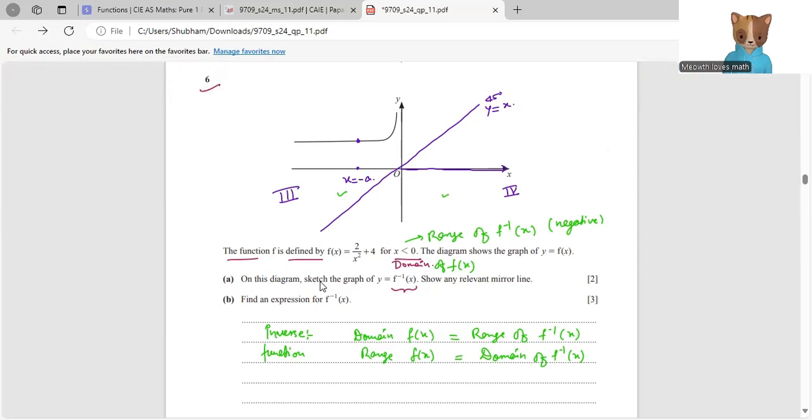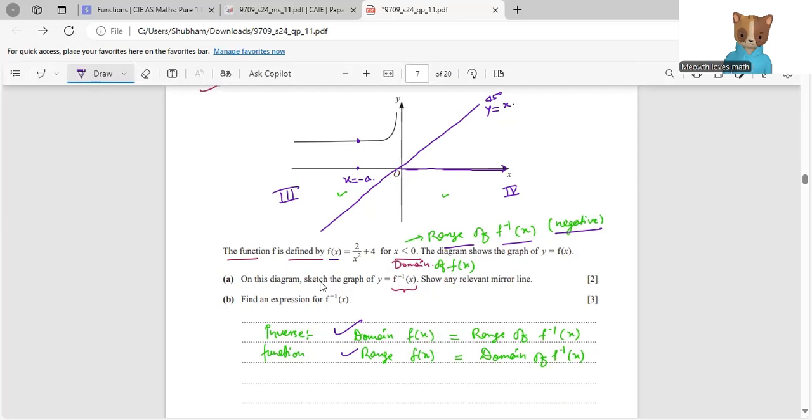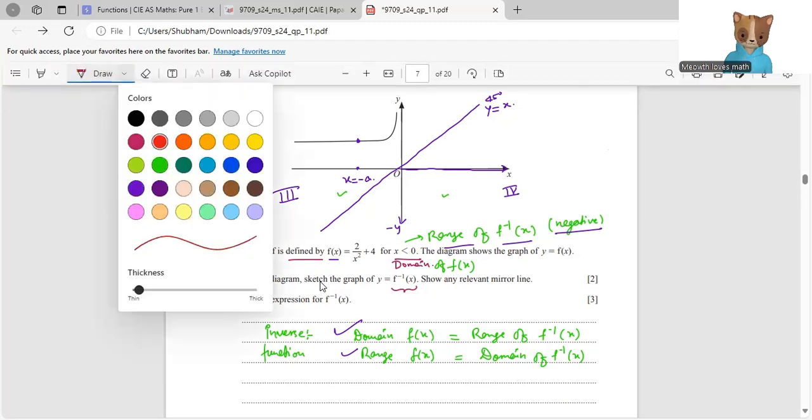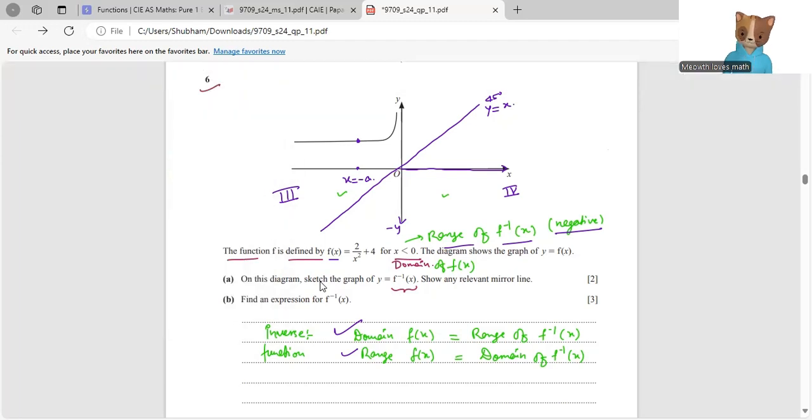Now come on to this. As I told you, domain becomes the range of f inverse of x, and the range will become the domain of f inverse of x. Okay. So now what is the range of f inverse? It is negative because the domain is negative for f of x, so it will become the range. So I know that my y is negative, so my graph will lie either in the third quadrant or the fourth quadrant. Now, how do I decide based on these two quadrants where exactly it will lie? So for that, I need to find the domain now.